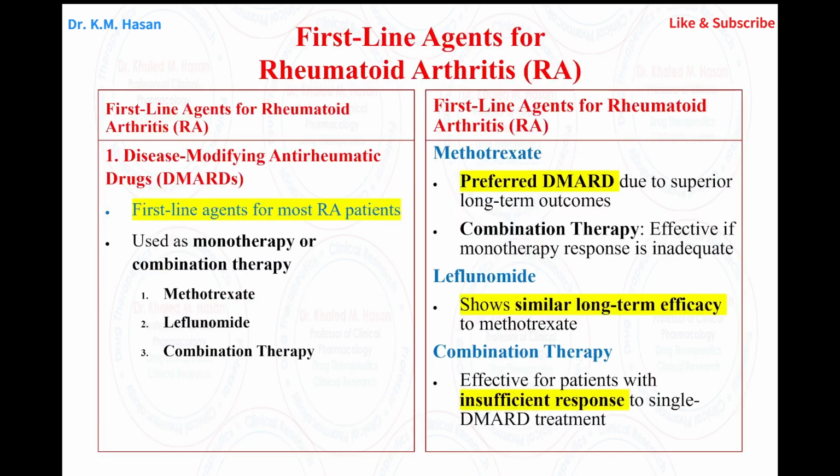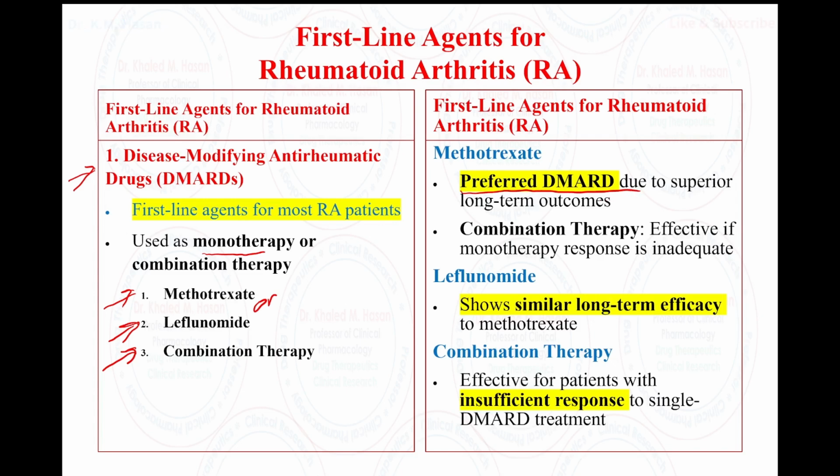Okay, we start with: what is the first-line therapy for rheumatoid arthritis? The first-line therapy for rheumatoid arthritis is non-biological DMARDs. We need to remember that. We start with methotrexate or leflunomide, or we go with a combination therapy. So the first-line therapy could be monotherapy, one of these medications, methotrexate or leflunomide, or combination therapy.